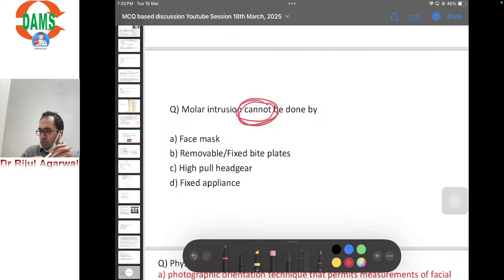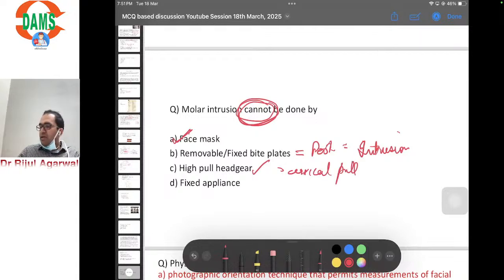Okay, so most of you are giving option A as the answer. So it cannot be done by face mask. A is the correct answer. Removable fixed bite plates can lead to molar intrusion. Or someone gave B as well. No, fixed bite plates in the posterior region lead to molar intrusion. It is known as the bite plane effect. Repeated biting on that high bite plane leads to molar intrusion. High pull headgear definitely leads to molar intrusion. Okay. Extrusion in headgear is done by cervical pull headgear.